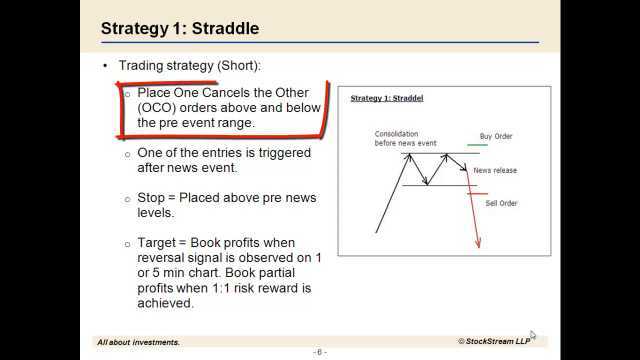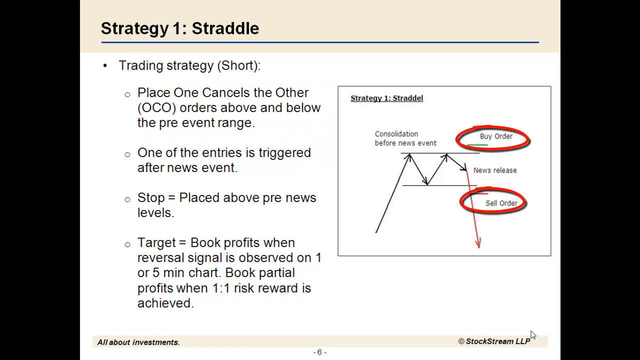We place one cancels the other orders with trigger prices above and below the market range before the news event. After the news release, one of these orders is triggered, while the other one is automatically canceled. In the figure on the right, the market moves lower after the news release. The stops for the trade can be placed above the pre-news price levels, and we will look to book profits when a reversal signal is observed on a 1 or 5 minute chart.